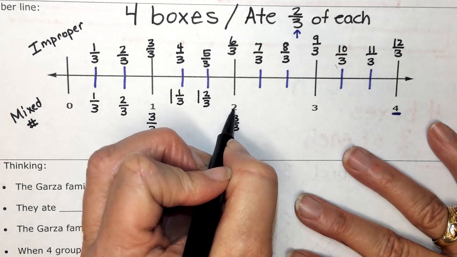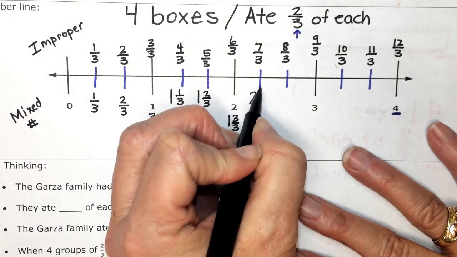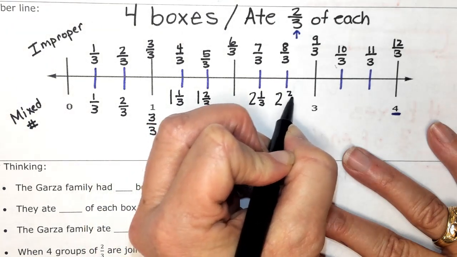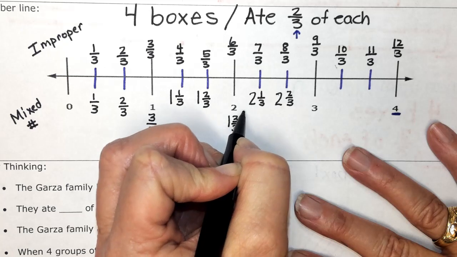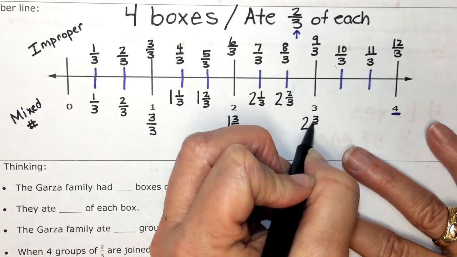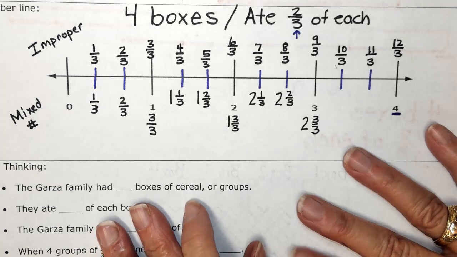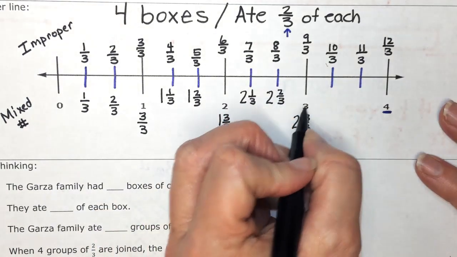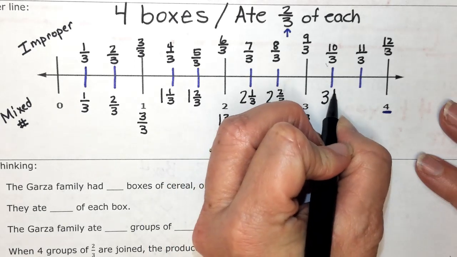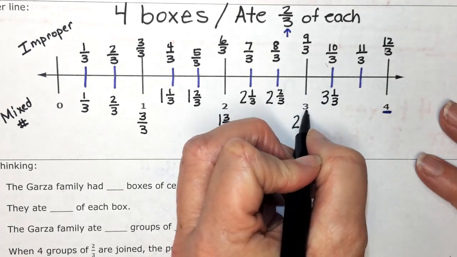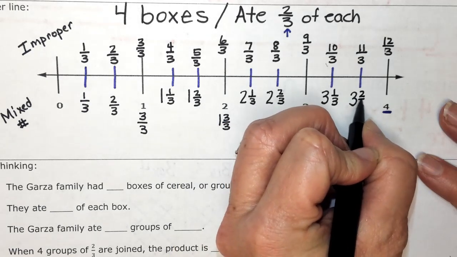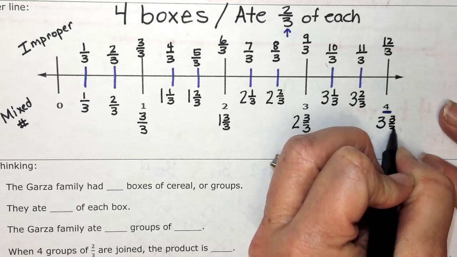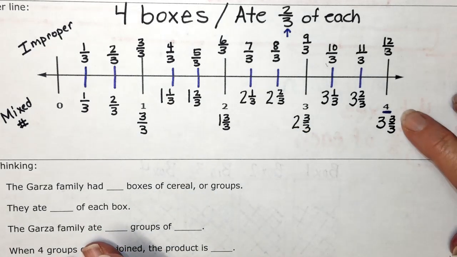Continuing on, now we have the whole number 2, and we have 1/3. We have 2 and 2/3. And 2 and 3/3 is the very same thing as 3 wholes. And then finally, we have the whole number 3 and 1/3, 3 and 2/3, and 3 and 3/3. And that's the equivalent to 4.